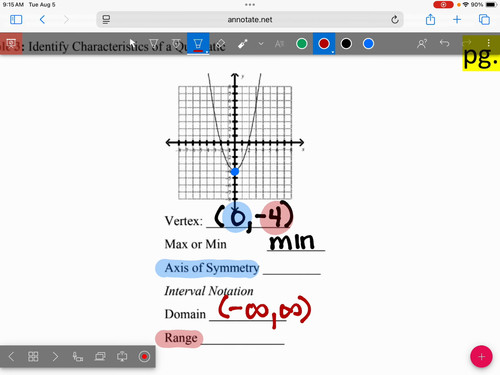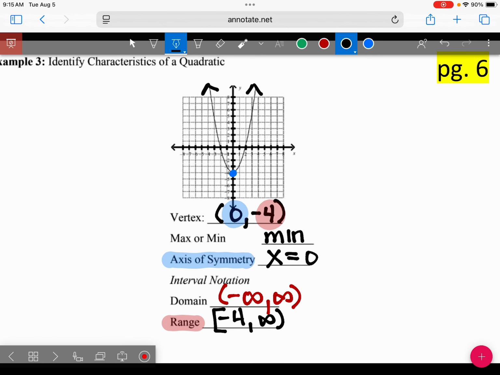All right, so my axis of symmetry is going to be x equals 0. And my range, the lowest point on this graph is -4. And it goes up. And you can add the arrows if you want to. It goes up, up, up. So it would be to infinity. And that would be my answer. Any questions?